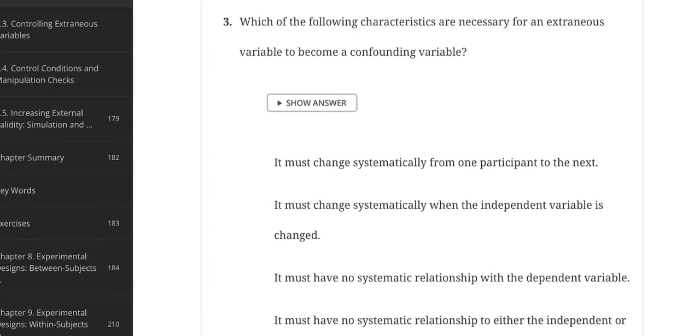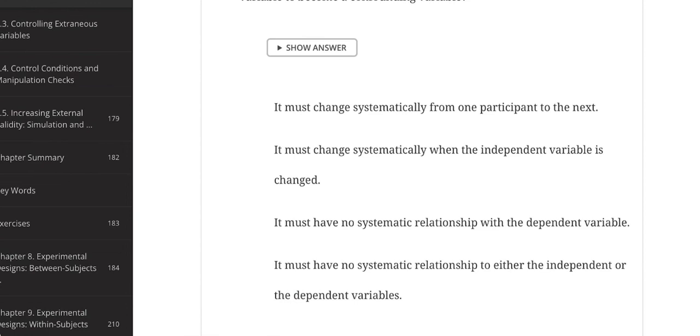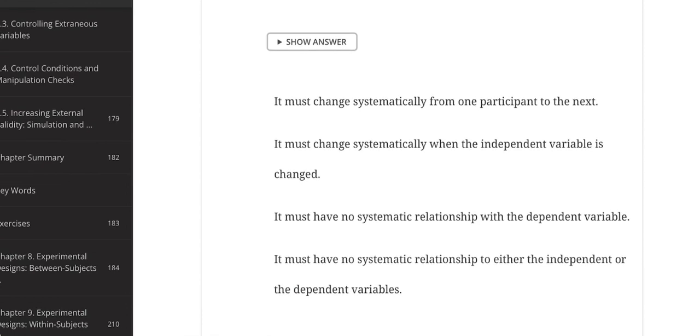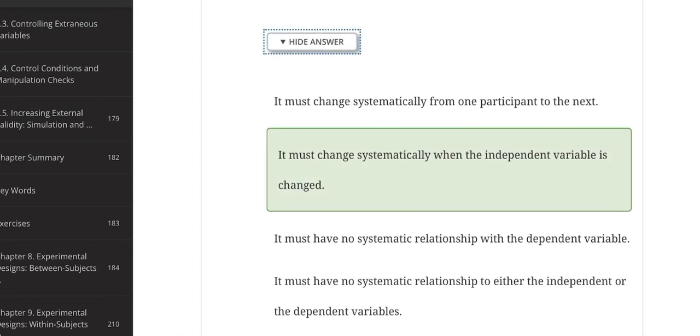And then which of the following characteristics are necessary for that extraneous variable to become a confounding variable? And as we just talked about, if you read through these answers, it has to change systematically when the independent variable is changing. If it is not changing with the independent variable, then it is not a threat. It is not a confounding variable. It's just an extraneous variable. So that is it for 7.2.